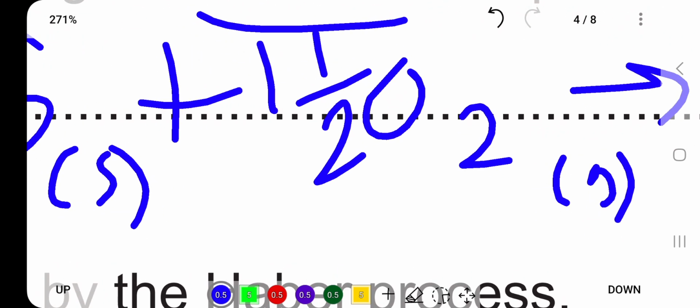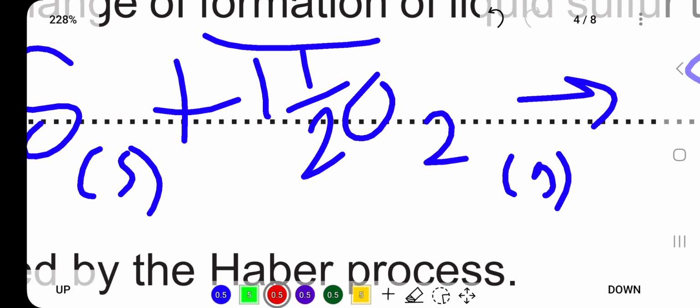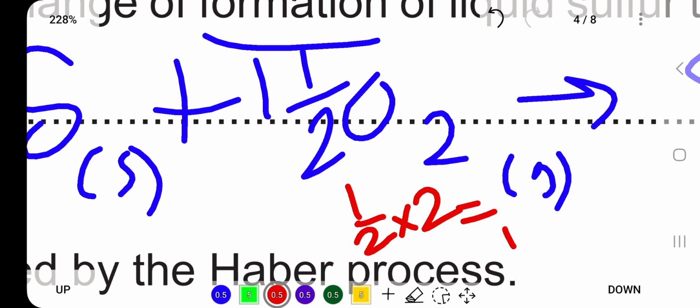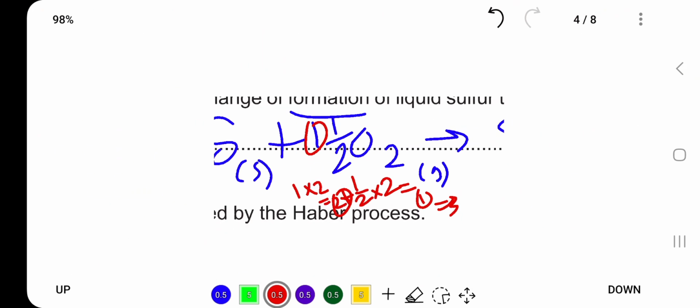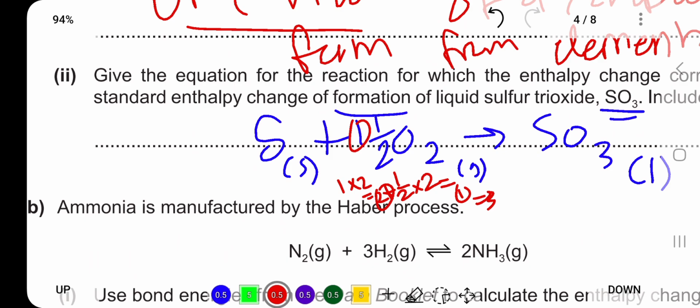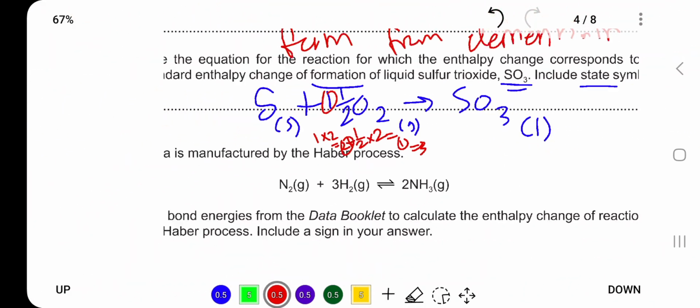And by the way, the fraction here shows that, if anyone gets confused, because I used to be confused with it, basically what does the 1/2 mean? 1/2 multiplied by 2, you have how much? 1. And then plus 1 multiplied by 2, which is 2. So it's 2 plus 1 equals 3. So the reactant side has 3 oxygens, and the product side has 3 oxygens, and this is how you balance it. Alright?